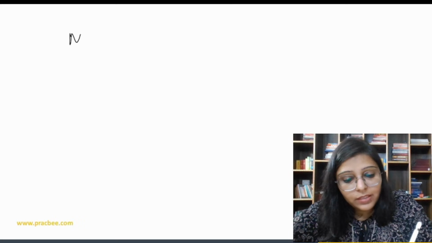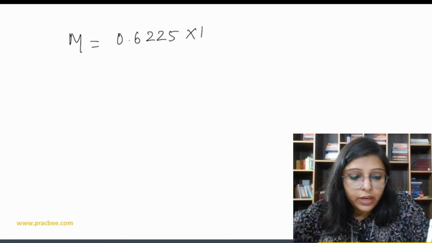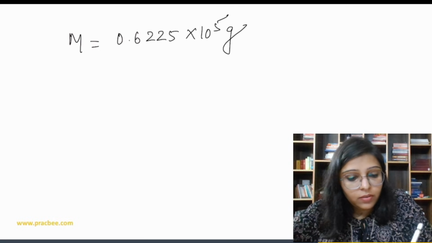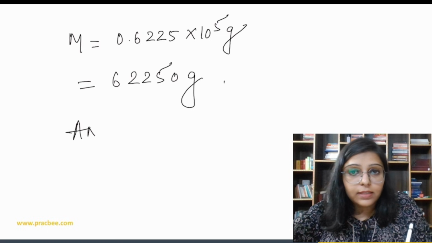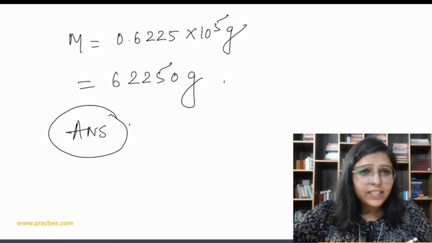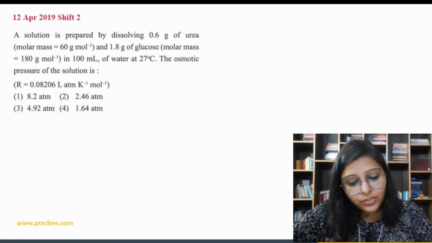So on solving this, we get molar mass equal to 0.6225 into 10 to the power 5, which we can write as 62250 gram. Understood? So the answer is this. Easy, based on the formula, right? Now let's do the next question.